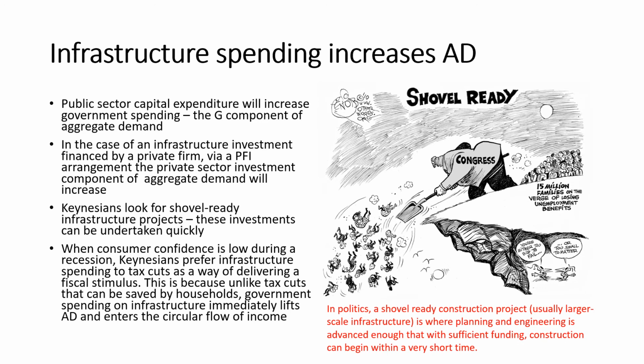So what are the benefits of infrastructure spending? Infrastructure spending increases aggregate demand. So let's go through the logic chain of this. Public sector capital expenditure will increase the government spending component of aggregate demand. So if the government spends money on building a new road, whatever they spend on that road will be included within the G component of aggregate demand. In the case of an infrastructure investment financed by a private firm via PFI, the spending will increase the I component of aggregate demand because it's private sector investment that's taking place.